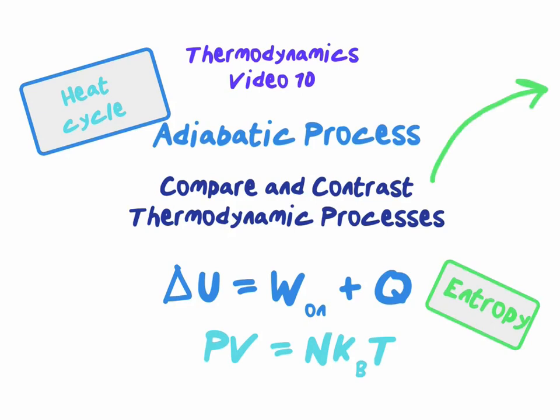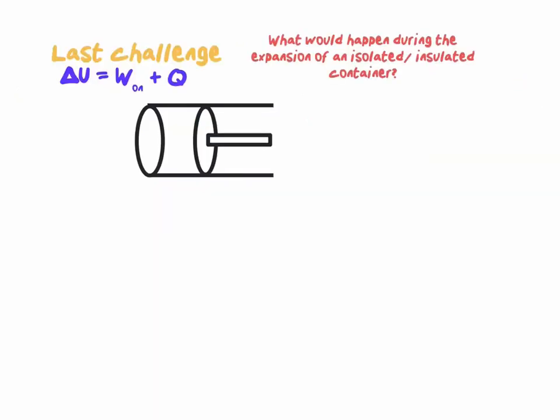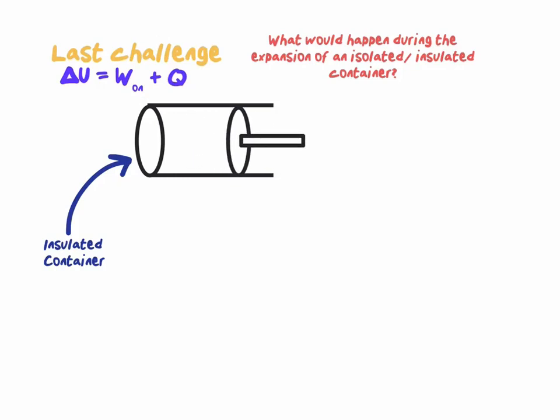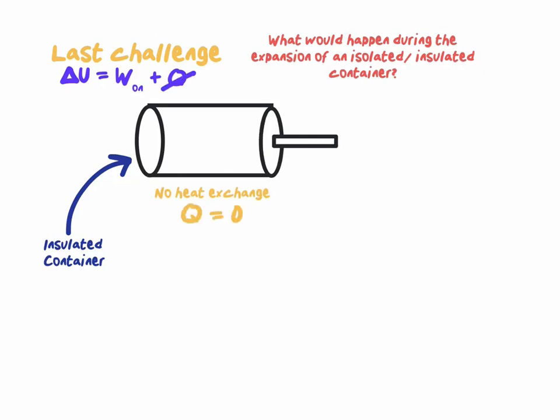Let's get into it. So the challenge from the last video was to figure out what would happen in a process in which I had a very well insulated container or a very well isolated container. So there was some sort of an expansion and there was no heat exchange, so Q was 0.